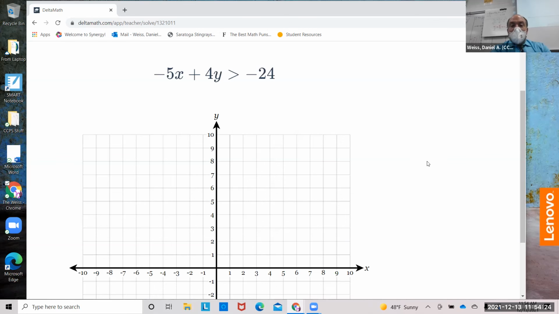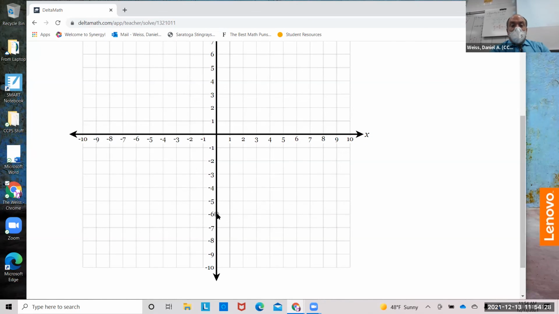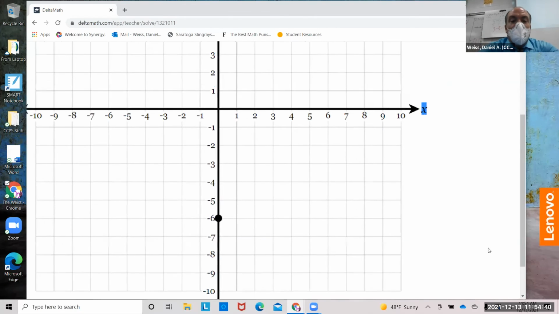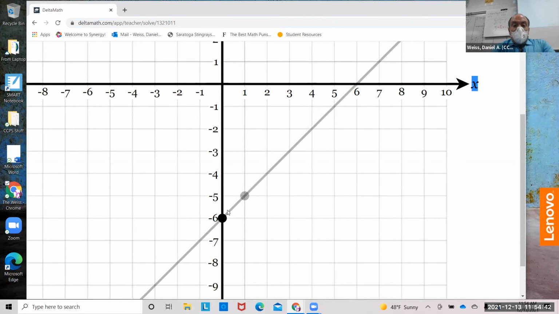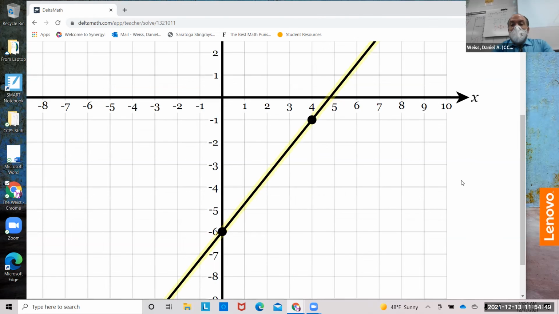What's my intercept? -6, right? And I go up 5/4, right? So here we go. I'm going to go up 1, 2, 3, 4, 5, over 1, 2, 3, 4, click. And it's greater than, is it a solid line or dashed?